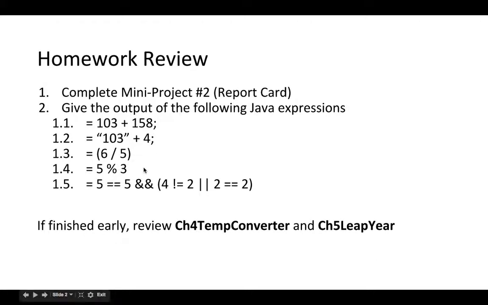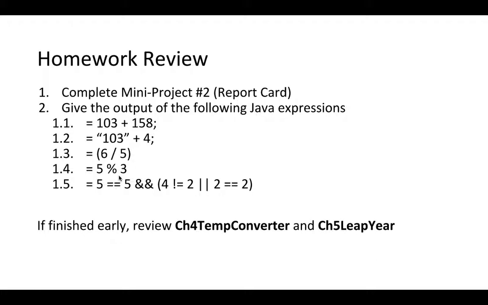Next we have 5 % 3, and if you remember, percent is the remainder symbol, so that's going to give us 2. And then the final operation is pretty complex. There's 2 parts and they're separated by an "and", that means that both of them have to be true for the overall thing to be true. And if anything else happens, then it's going to be false. So let's look at the first part. Is 5 equal to 5? Yeah, that's true. So the first part is true, and then the second part is also pretty complex. We have, is 4 not equal to 2? So since 4 is not equal to 2, that's going to become true, which is going to make the whole second part true, which is going to make the entire statement true. So the answer to the 5th part is actually true.